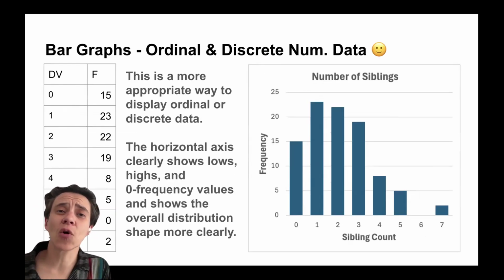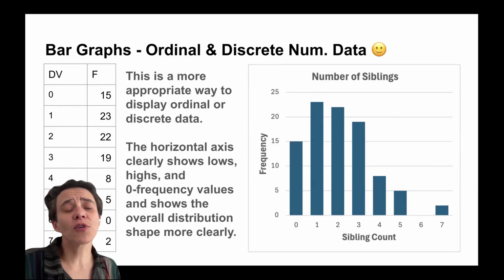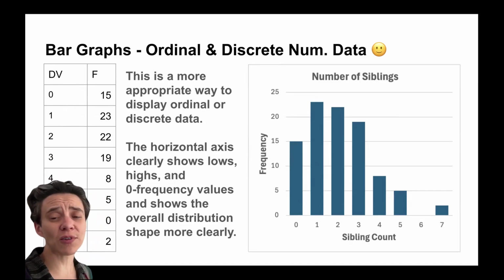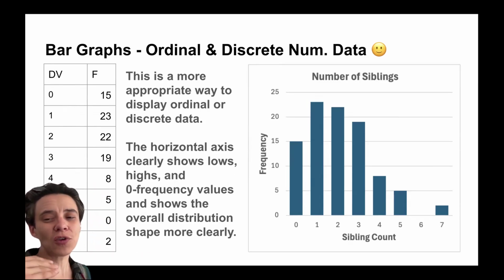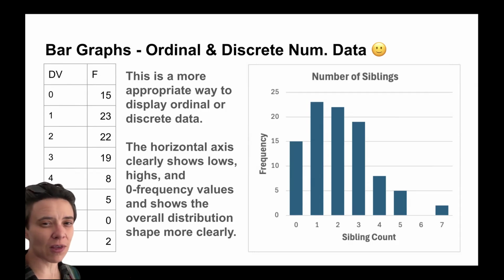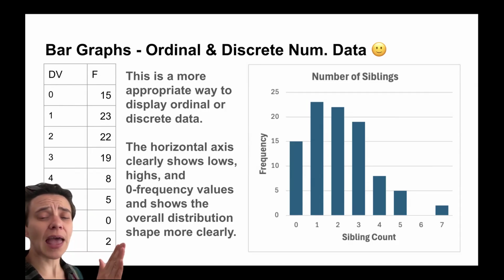Bar graphs and ordinal and discrete numerical data also get along great. So if you're working with data like these, this is a more appropriate way to display it than a pie chart, because a horizontal axis is the best thing to use when you've got data values that are linear numeric data values like this. Because it clearly shows where the endpoints are. It clearly shows any gaps.